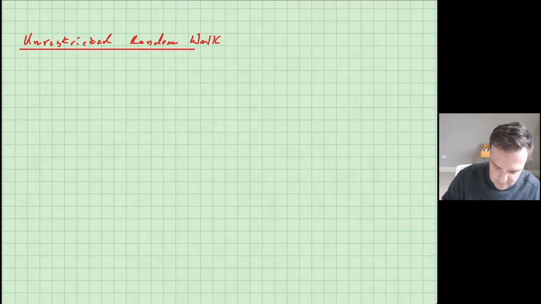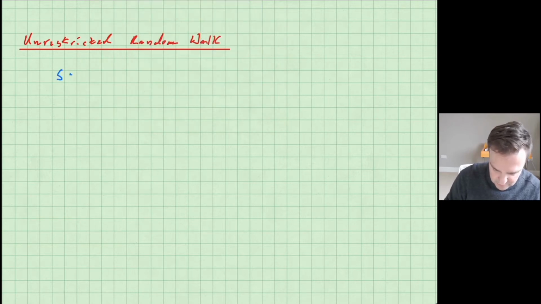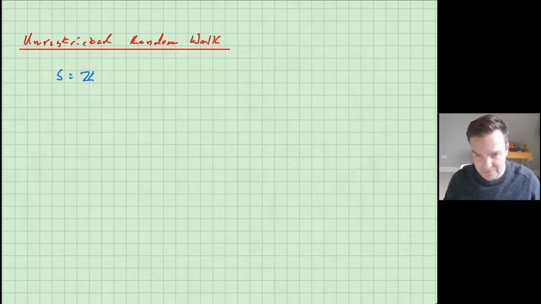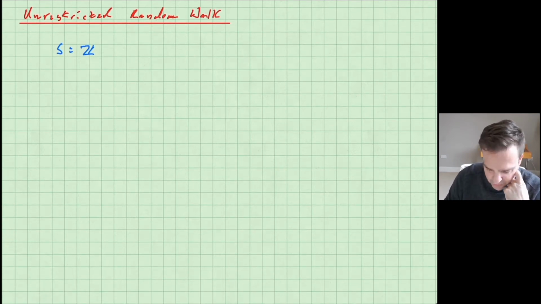And the idea here is that the state space is all of the integers. So we'll say S is equal to all of the integers. There, better. The state space is all of the integers, so from minus infinity to infinity. And the structure of the model is going to be like this. We're going to suppose that the initial state that you start in is always going to be called 0.